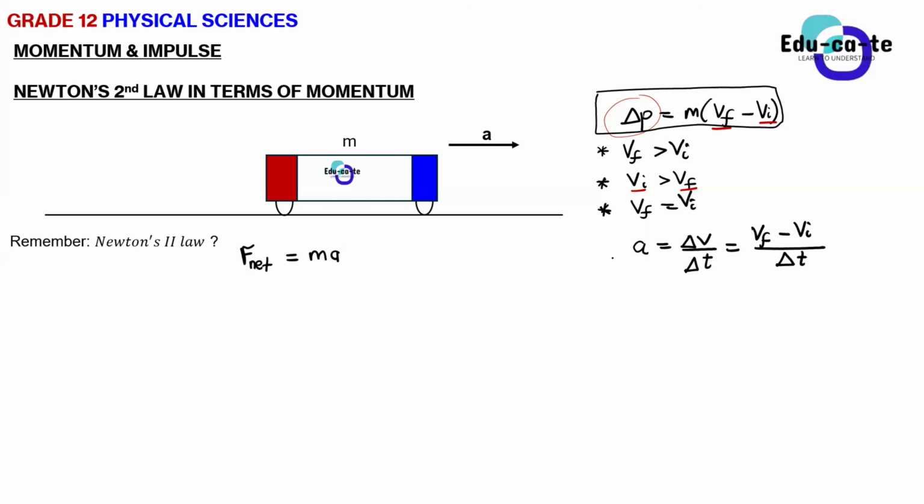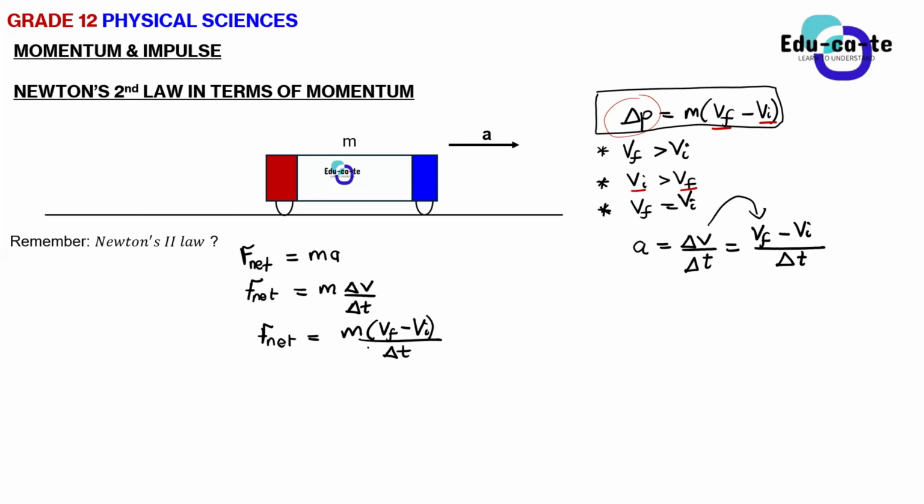So instead of acceleration, I can just write what I've just found here and say F net is equal to the mass times delta V over delta T. And if I know delta V is Vf minus Vi, this is going to be m times (Vf minus Vi) over delta T. Do you see that I just replaced delta V with Vf minus Vi because it's the change in the velocity? Do you see that? Yes, sir.